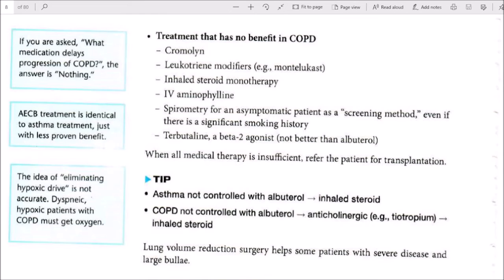AECB treatment is identical to asthma treatment. Acute exacerbation of chronic bronchitis is treated the same, just with less proven benefit. The idea of eliminating hypoxic drive is not accurate. A dyspneic, hypoxic patient with COPD must get oxygen.